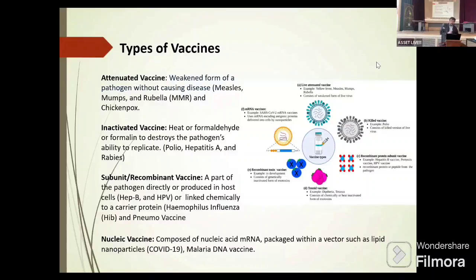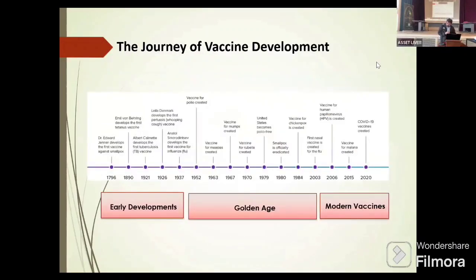And for the nucleic acid-based vaccine, as I said in the previous slide, the mRNA of the COVID virus was taken and the vaccine is prepared. Similar to that is the malaria vaccine also.